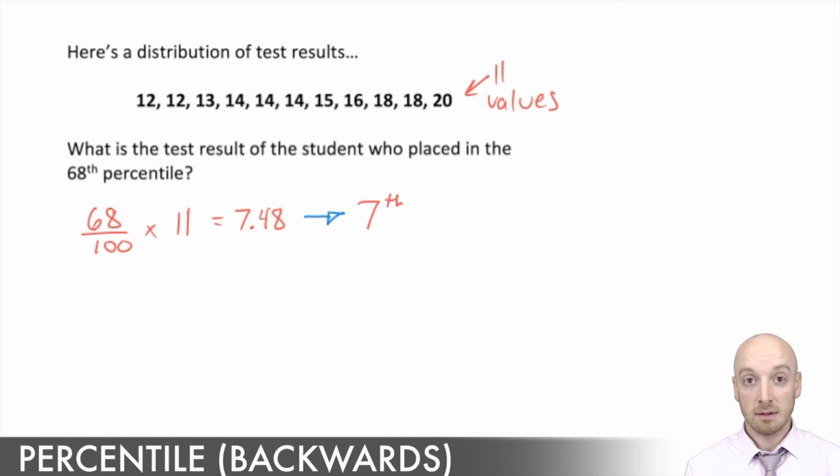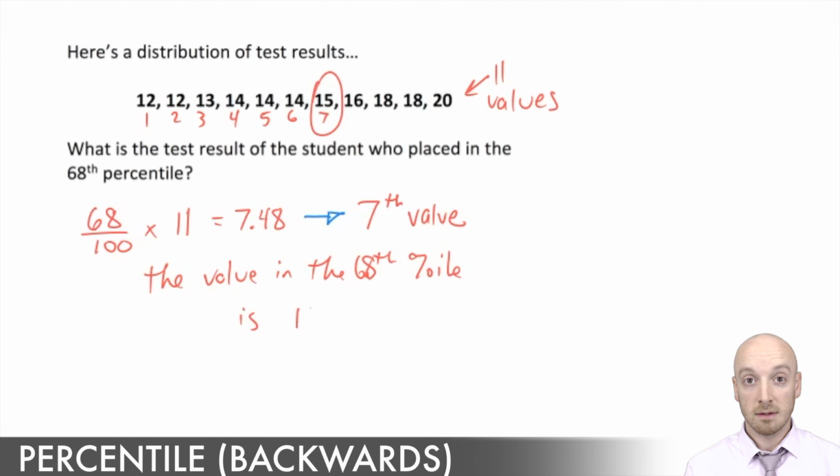And what I'm looking for is the 7th value in the list. That means I've got to count off the 7th one. 1, 2, 3, 4, 5, 6, and 7. And there's my answer. The value in the 68th percentile is 15. And that is my answer.